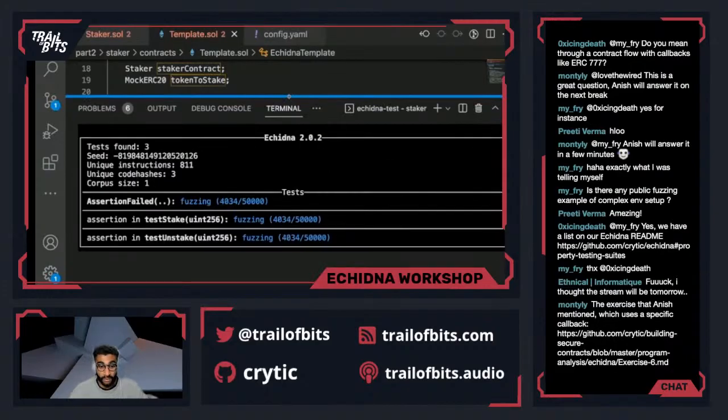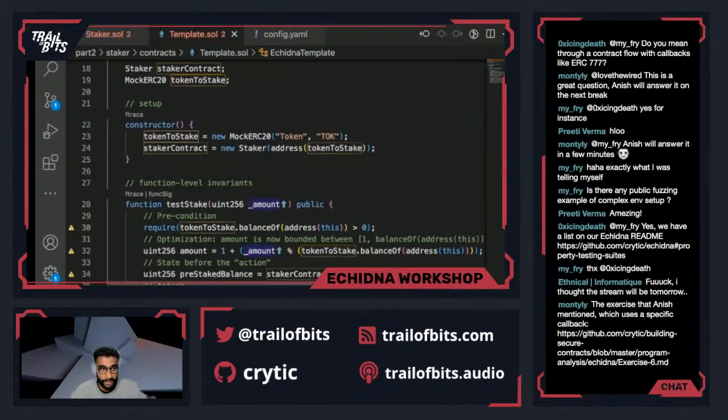Okay, so we're running. Seems to be no problems. Test stake and test unstake are both working. And it does not look like there's any problems with the properties that we're testing. Okay, does that mean we're good? Before I make that claim, the first thing I will always do, let's say this is a real audit, the first thing I'm going to do is go check my coverage.